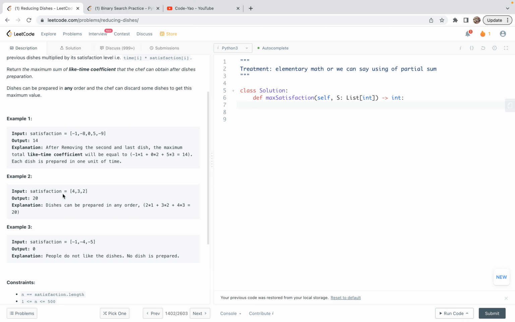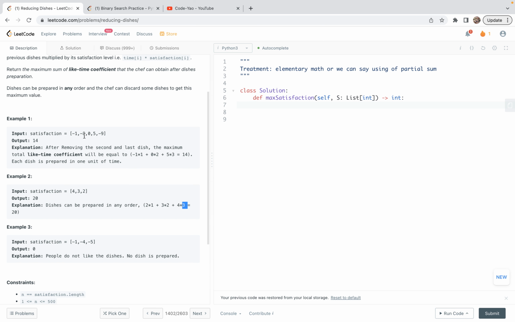And in example 2, the levels are all positive, so we can sort, right? So we get 2, 3, 4. Then for finishing 2, we get 2 multiplied by 1, and then 3 multiplied by 2, and 4 multiplied by 3, because we need 3 units of time. This way we maximize the like-time coefficient.